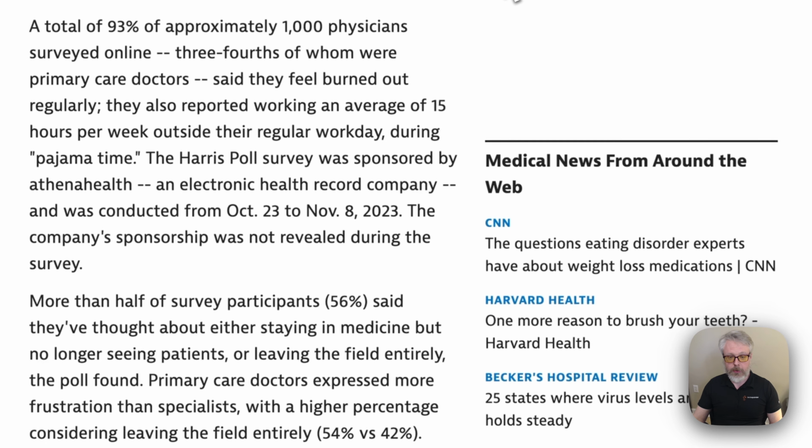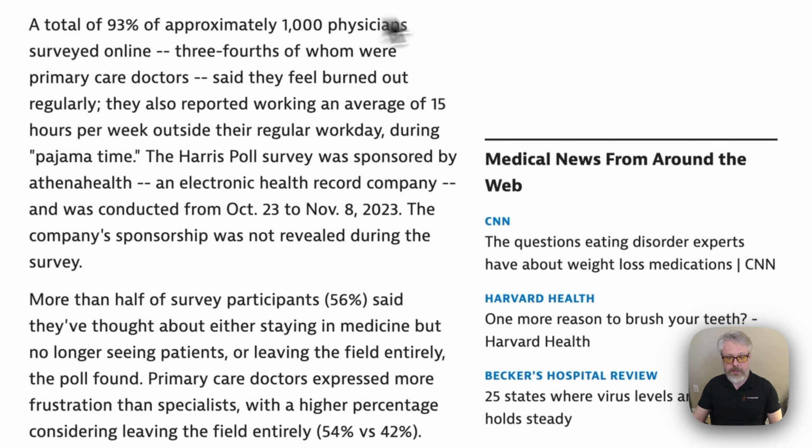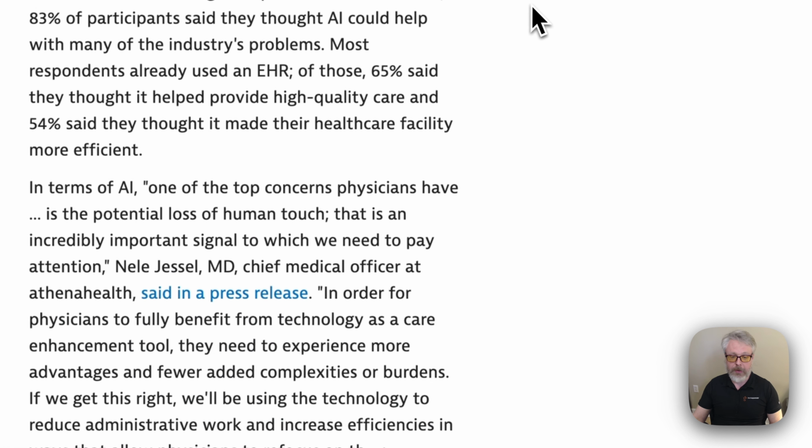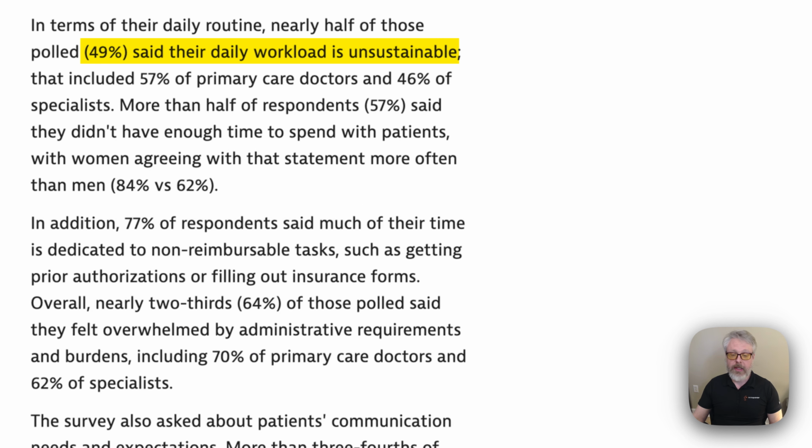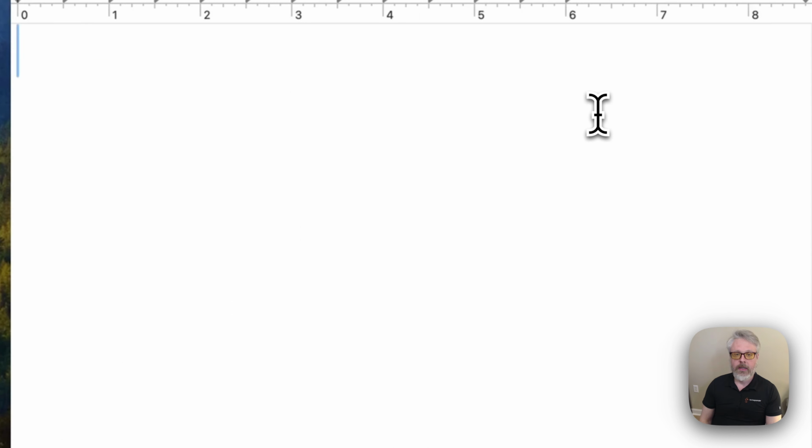A recent article says that of 1,000 physicians surveyed, 93% of them reported feeling burned out. And 49% said their daily workload is unsustainable. So you might feel stuck between a rock and a hard place, between burning yourself out typing copious notes, giving yourself RSI, and using abbreviations that could be misinterpreted and could cause a critical medical incident.